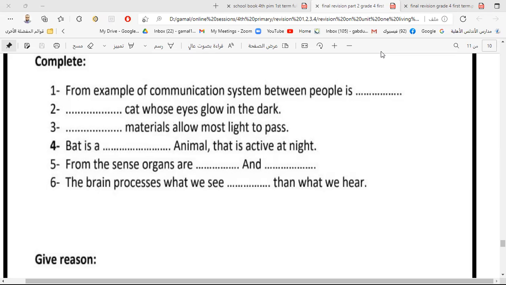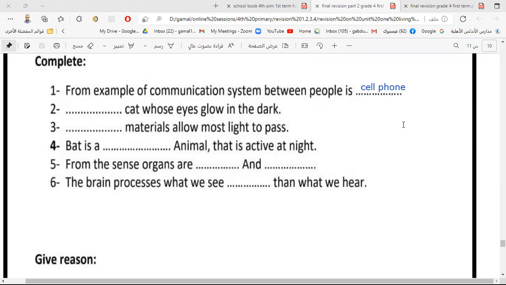I want all the students to share with me, okay? Yes, teacher. Let's go, my superhero. Are you ready? Yes. For example, an example of a communication system between people is talking. Speaking is correct. Writing is correct. But if you want to write the best answer, it will be cell phone. Please correct it. If you made it speaking, make it cell phone, please, because it is a better answer.